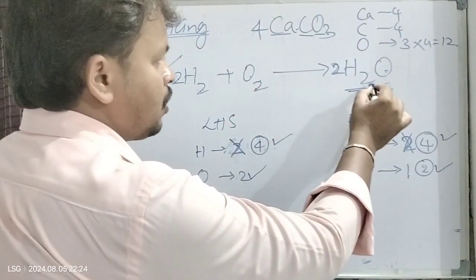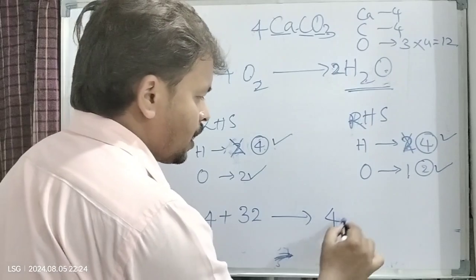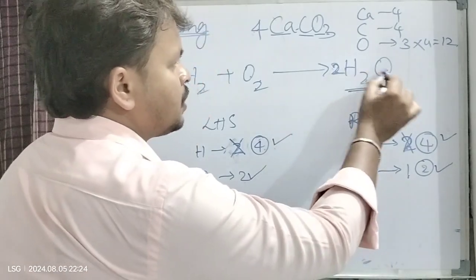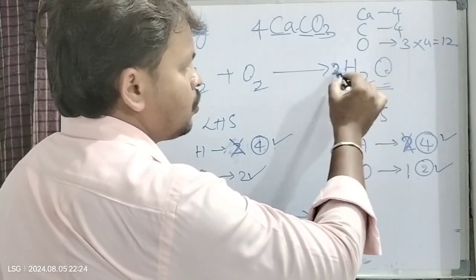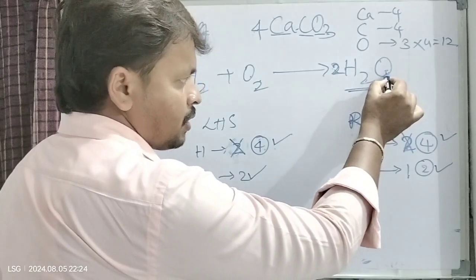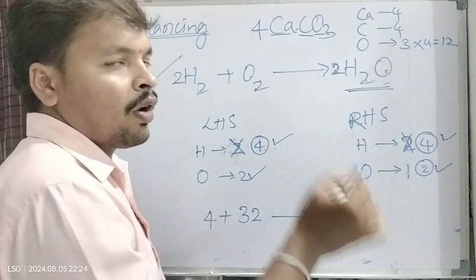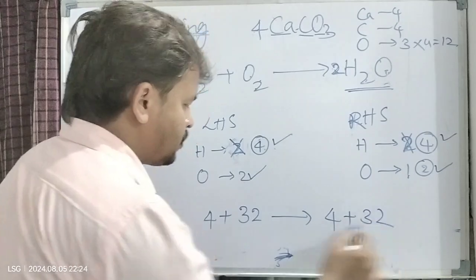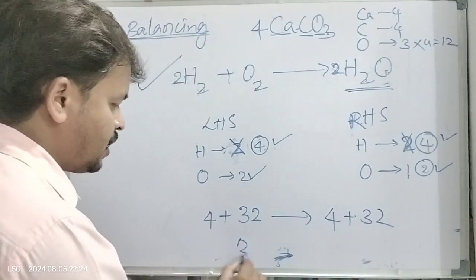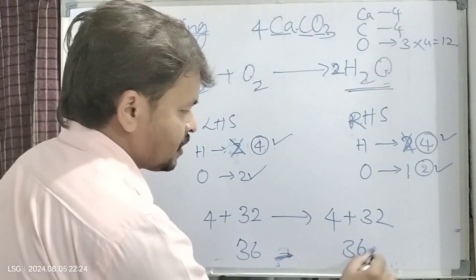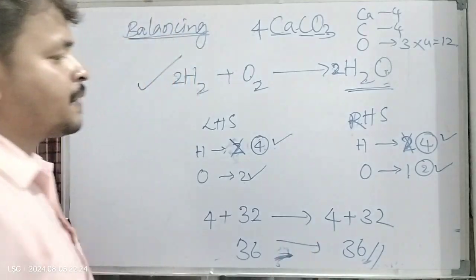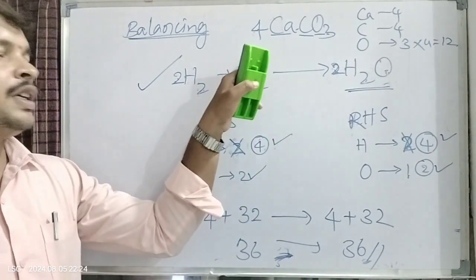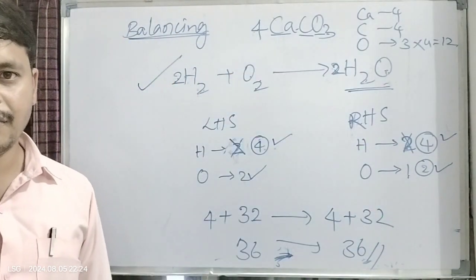Here hydrogen, how many? 2 2s are 4. 4 are there. Plus oxygen, how many are there? 2 are there. 2 oxygen atoms are there. Oxygen mass number is 16. So 16 2s are 32. Now see that 32 plus 4, 36. Here also 36. See, according to the law of conservation of mass, the equation is balanced.